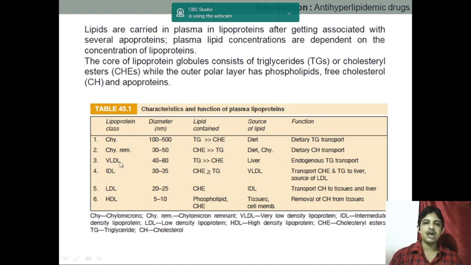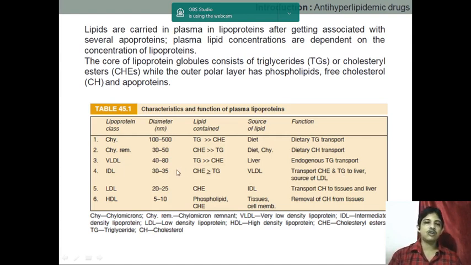Next one is the IDL, the intermediate density lipoprotein. Again 30 to 35 nm is the diameter, and here we can find that cholesterol ester and triglyceride are both there. The cholesterol ester is almost similar to or a little more than the triglyceride, and the source of this lipid is the VLDL. It transports cholesterol ester and triglyceride to the liver, and it is the source of the LDL.